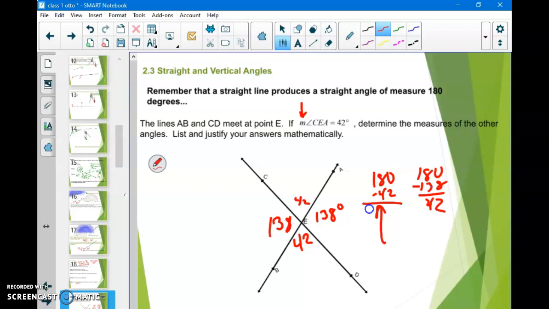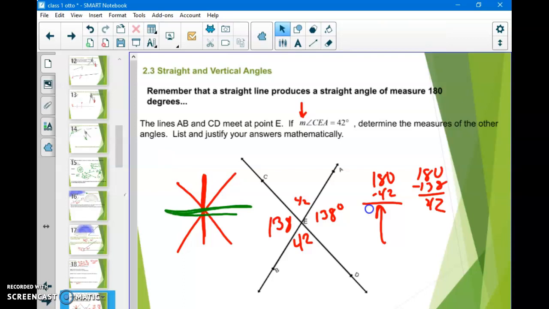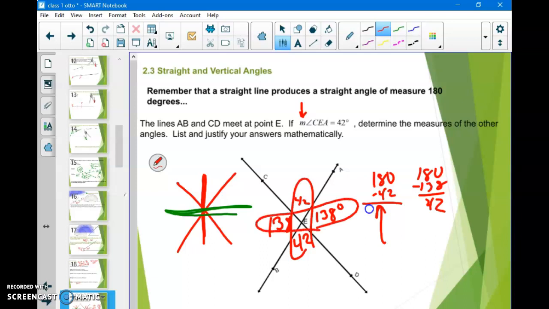What that means is, and this is going to be true of all of them, if you have vertical angles, which means anytime two lines cross, these two are vertical angles, those two are vertical angles. Doesn't have to be straight up and down to be vertical angles, as long as they're across from each other when the lines cross. All vertical angles will be equal to each other.